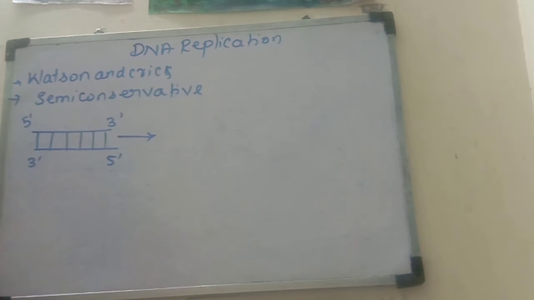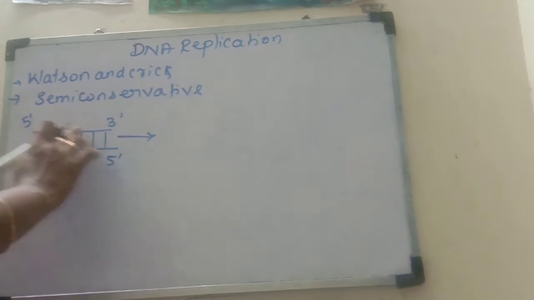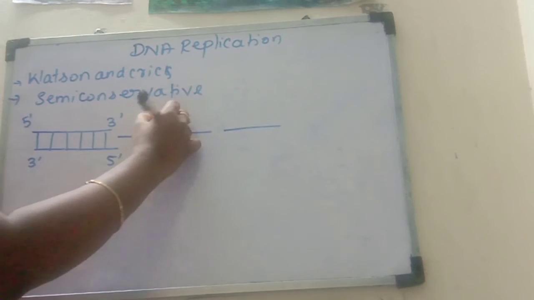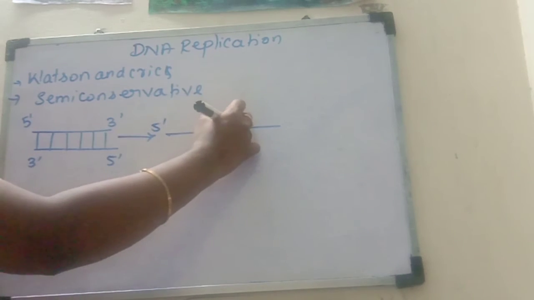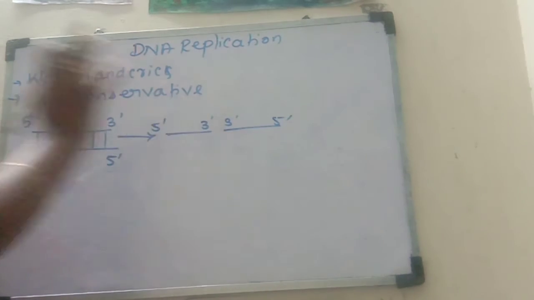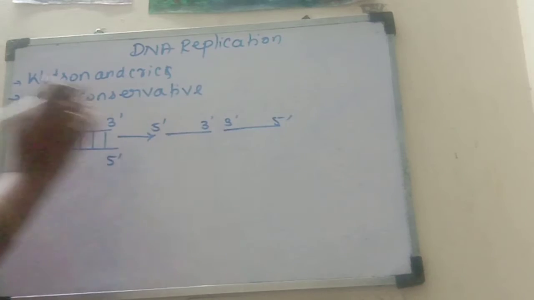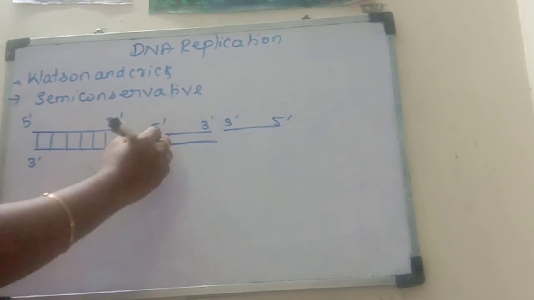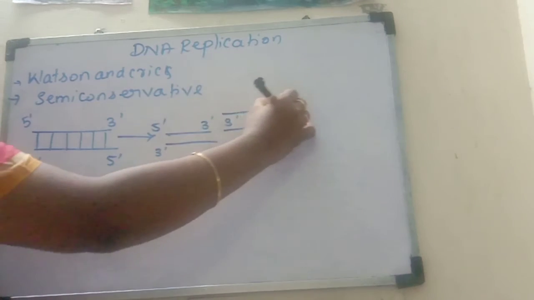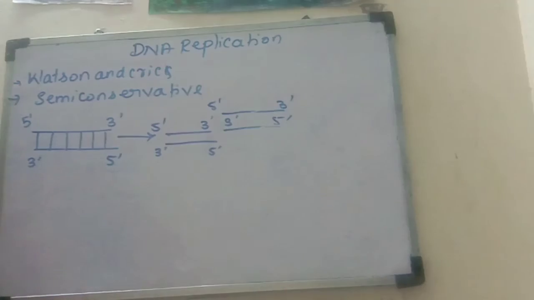For example, if you take the outline, this is the parental double-stranded DNA. First the double-stranded DNA is broken into two single strands. If this strand is 5' to 3', the other strand is 3' to 5'. Now this is parental DNA, and this is also parental DNA. This parental strand is going to synthesize one new strand in 3' to 5' direction, and this other parental strand is going to synthesize one new strand of DNA in 5' to 3' direction.